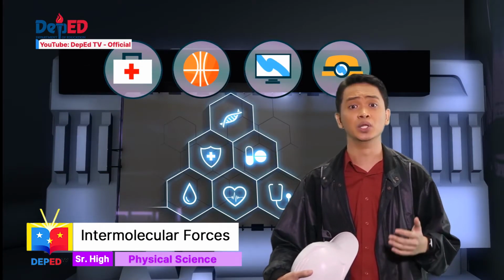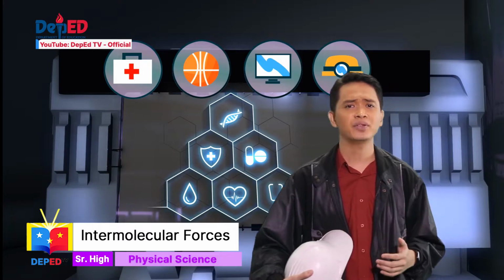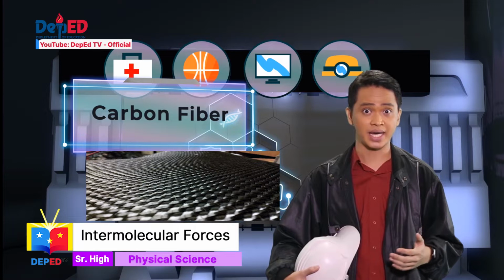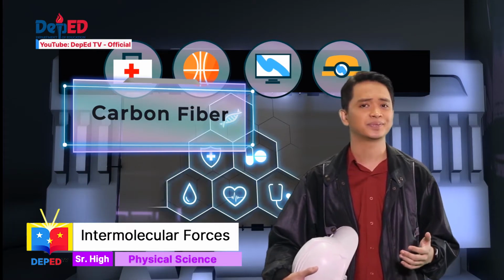Nowadays, aside from aluminum and steel, bike manufacturers use carbon fiber composite materials, comprised of carbon atoms that are linked covalently.